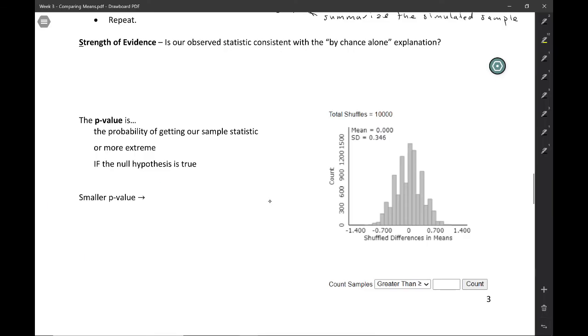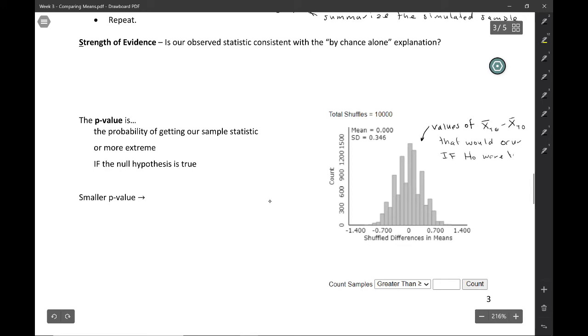So let's remember what we're looking at in this graph. Every dot in this graph is a difference of means. So it's the mean for the text and graph minus the mean for the text only. And this is showing the values of that statistic that would occur under a very specific assumption, right? The values that would occur if the null hypothesis were actually true.